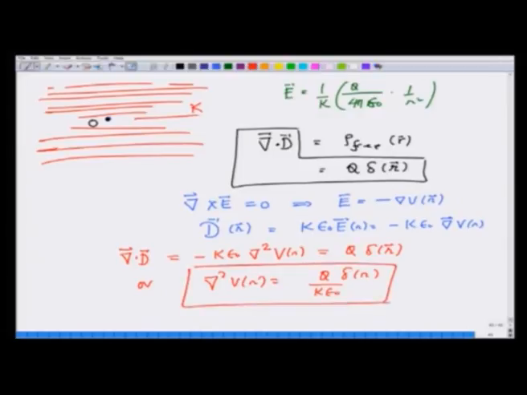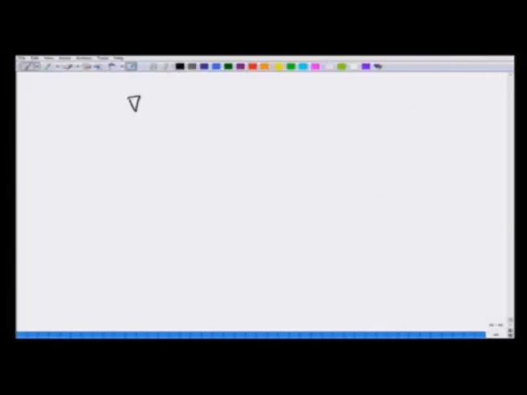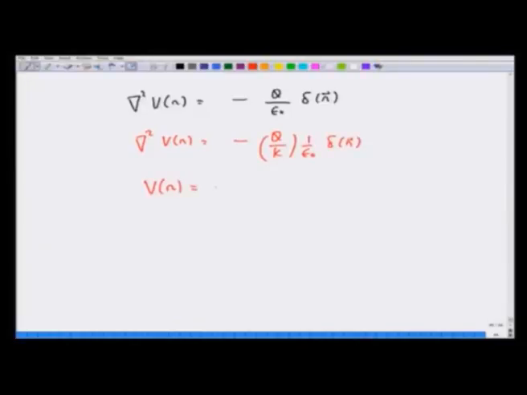This is the equation that will give me the answer, but I already know the answer of this. This is equivalent to a point charge equation, which tells me this is equal to minus Q over epsilon 0 delta of R, if there is a point charge at the center. Instead, the equation I have now is del square V of R is equal to minus Q over K 1 over epsilon 0 delta of R. So, all this tells me that V of R therefore is going to be 1 over K times the original free charge solution, and therefore, Q over 4 pi epsilon 0 K 1 over R, and rest of the answer is then easy to get.